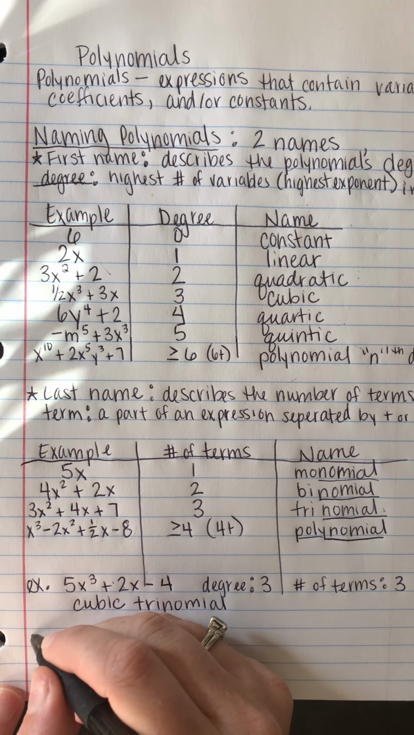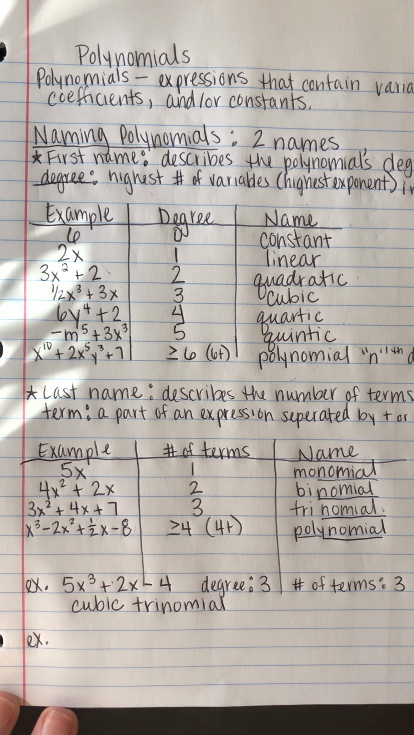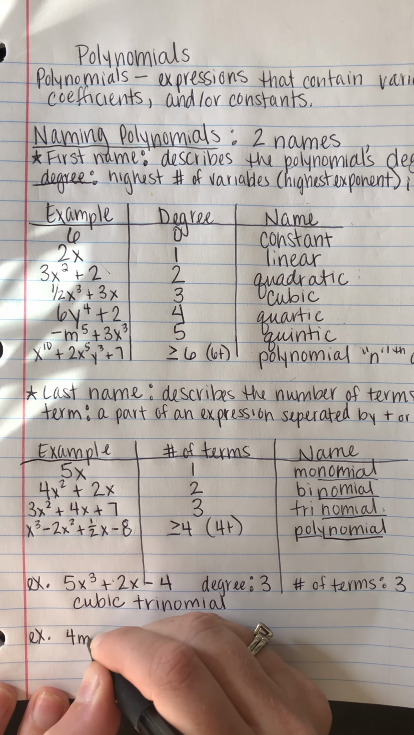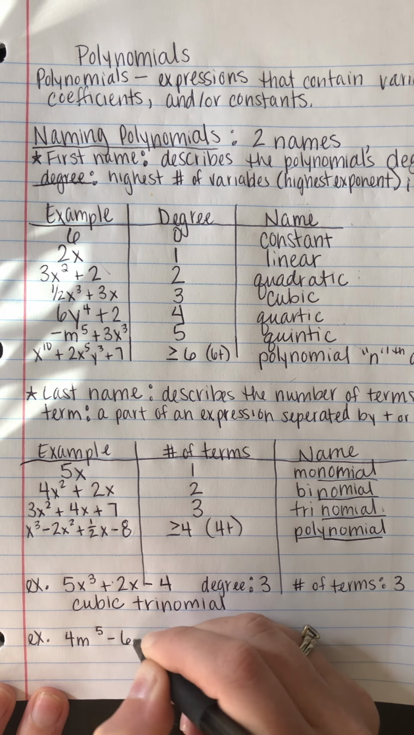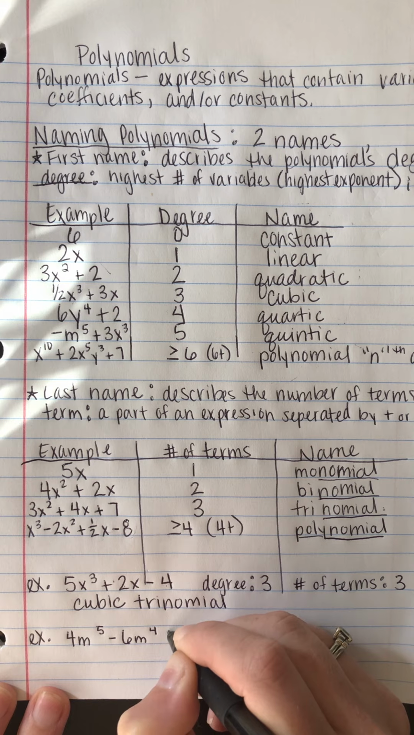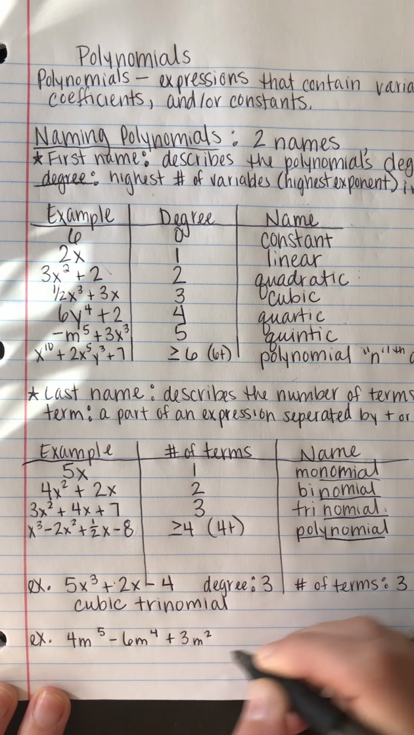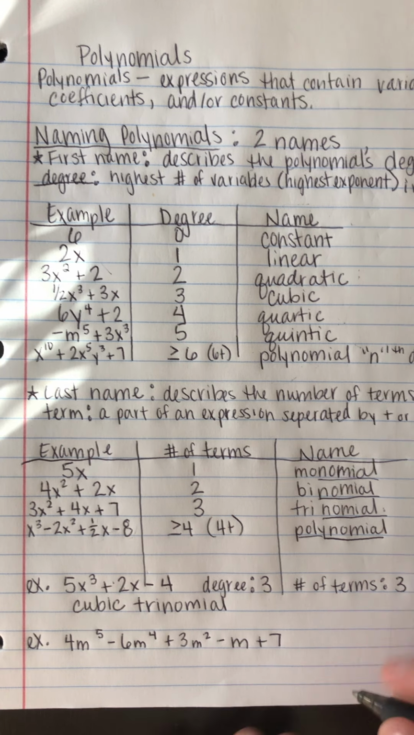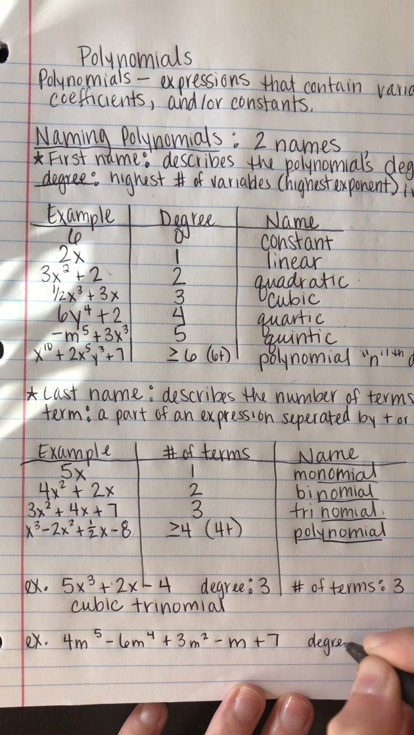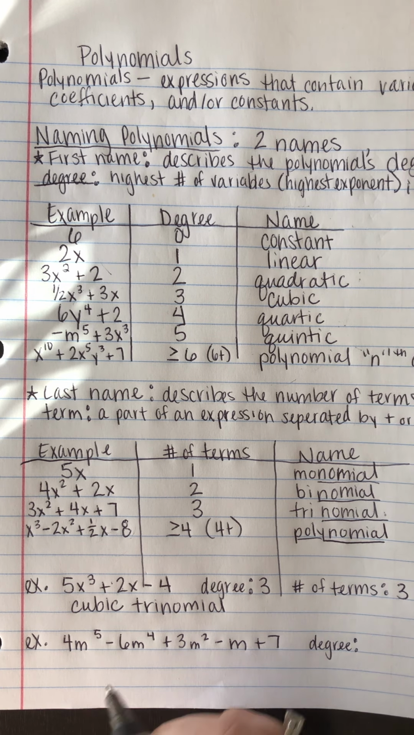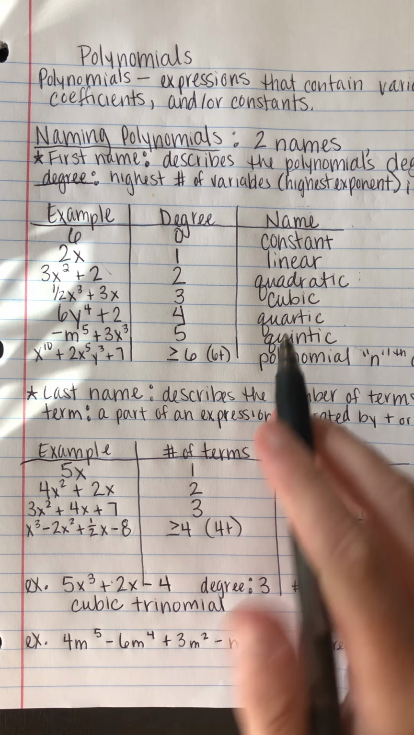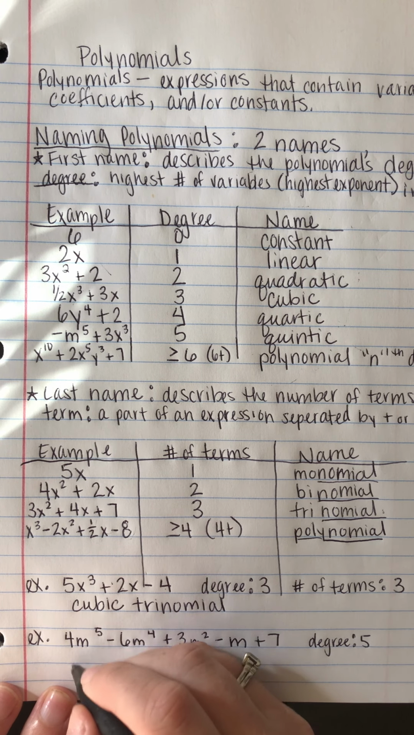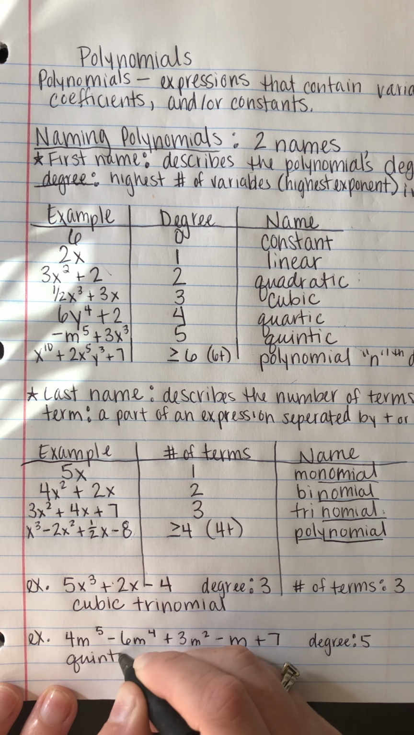All right, second example. It's going to be something like 4m to the 5th minus 6m to the 4th plus 3m squared minus m plus 7. Okay, so we have quite a bit going on here. So we want to talk about the degree. So we're looking for that highest exponent, which is going to be a 5, m to the 5th power. So if we look back up, 5th power tells us this is a quintic. So we're going to say degree is 5. This is going to start off being a quintic.